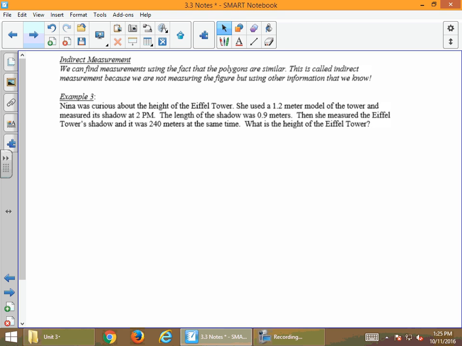Let's skip that for right now. We're doing indirect measurement. What the point of indirect measurement is, I'll tell you why. So we can find the measurements using the fact that polygons are similar. This is called indirect measurement because we are not measuring the figure, but using other information that we know. I will use this example for you because, again, I like doing examples.